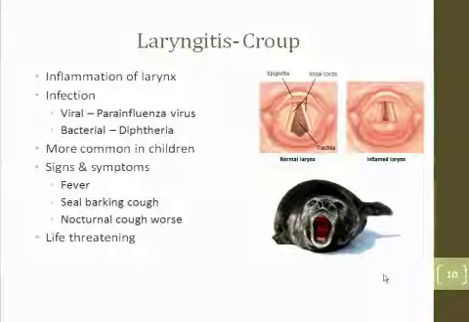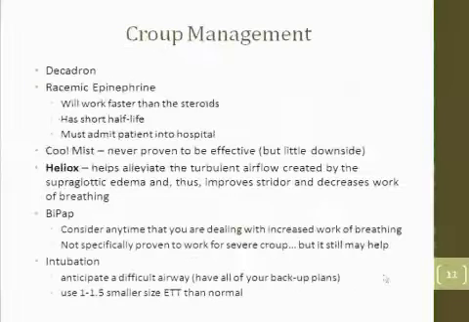You need to bring these kids in and we begin to treat them with antibiotics or antivirals to get them under control. You also have, some people use Decadron and or racemic epi. Racemic epi will work faster than steroids, but has a very short half-life. So anytime you use racemic epi on anybody, you've got to admit them in the hospital. It means you can expect rebound effects when they go home. So you can't let them go home.